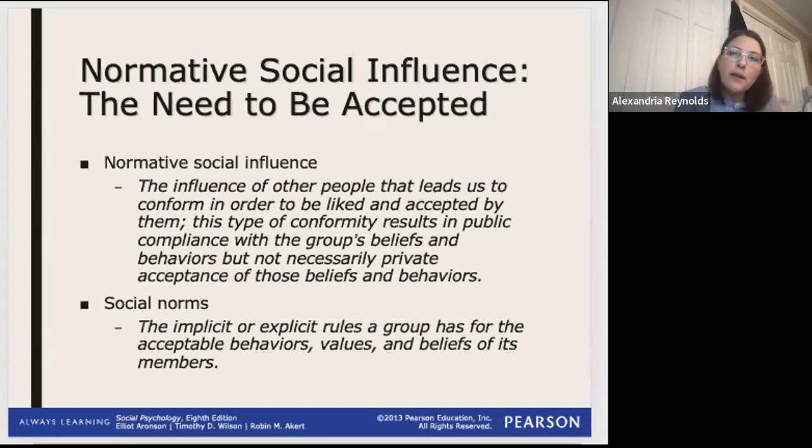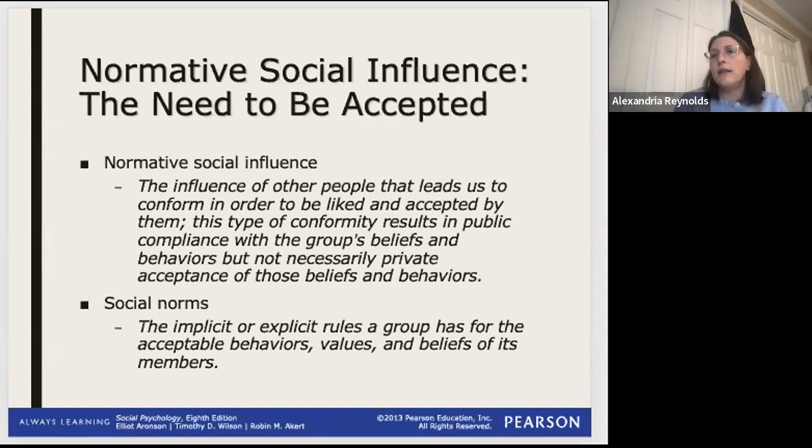Informational social influence a lot of times leads to private acceptance because you just don't know. Whereas with normative social influence, you may not privately accept what you're saying or doing, but you're going to go along with it because you want to be going along with everybody else. Whether it is because you want to be liked, you want to be accepted, you don't want them to think you're stupid, whatever it might be, you're going to go along with the crowd.